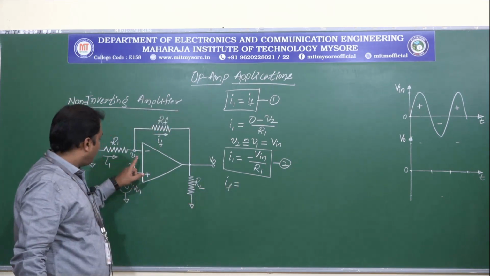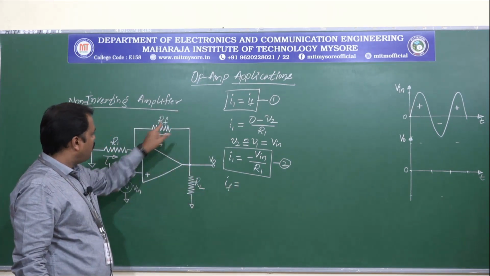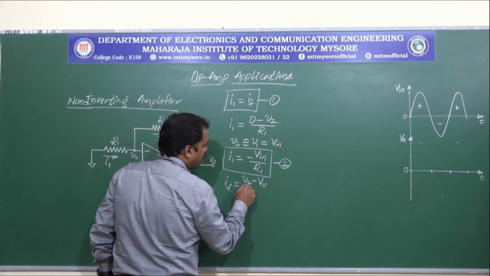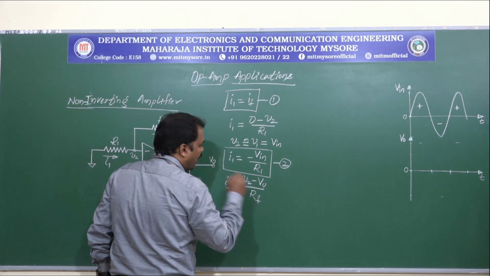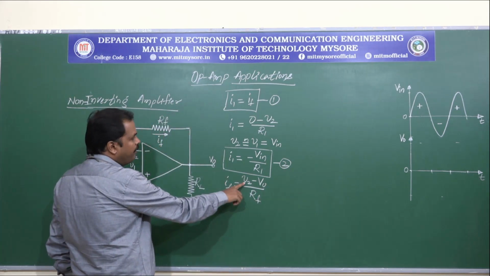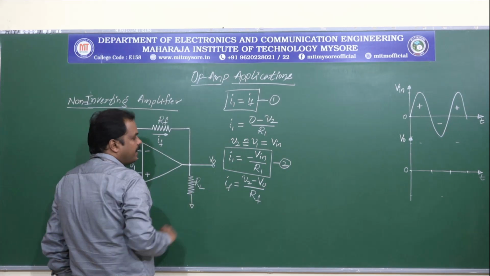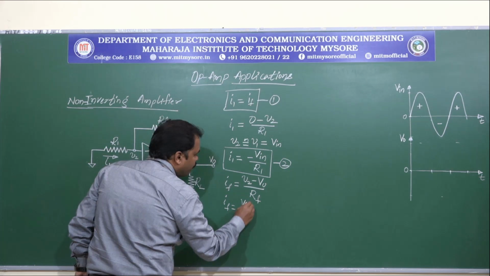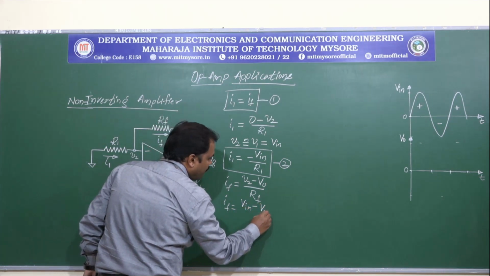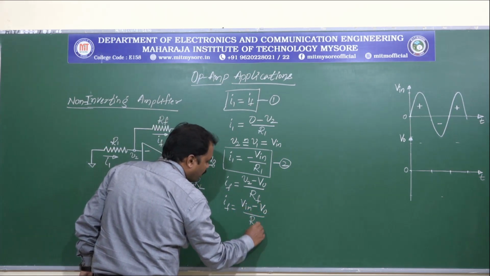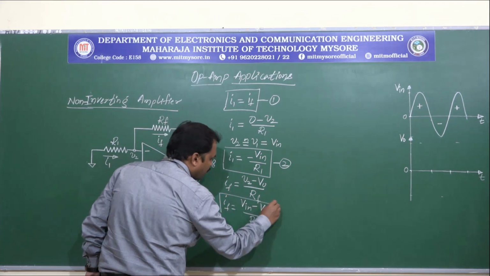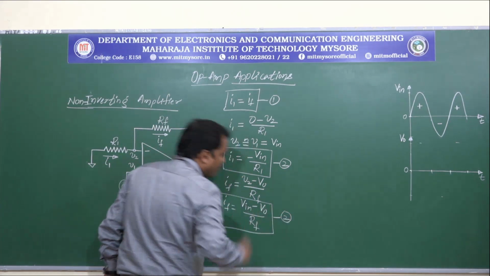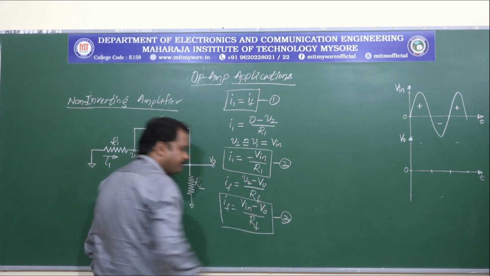So IF is given by V2 minus V0 divided by RF. Again we have the value for V2 as Vin from this equation. So IF can be written as Vin minus V0 divided by RF. So let us consider this as equation 3.